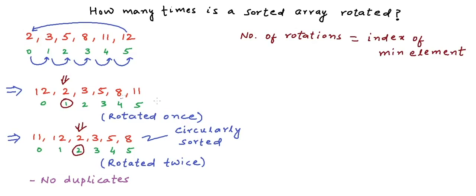So our problem is basically finding out the minimum element in the array, the index of the minimum element in the array, and we are done. We know how many times the array has been rotated. So how do we find out the index of the minimum element?